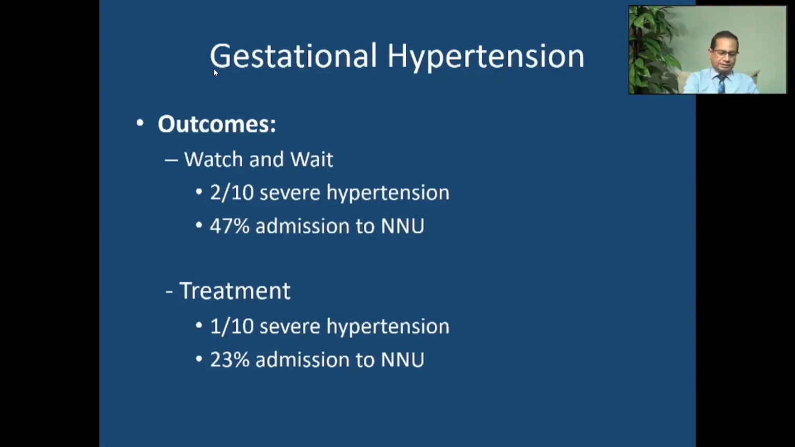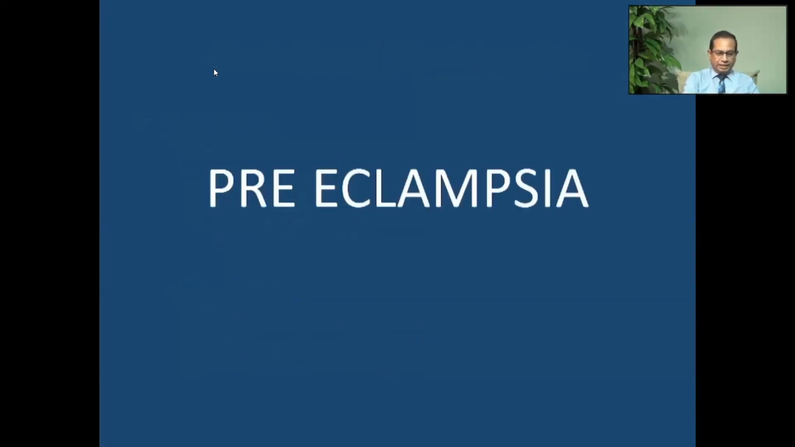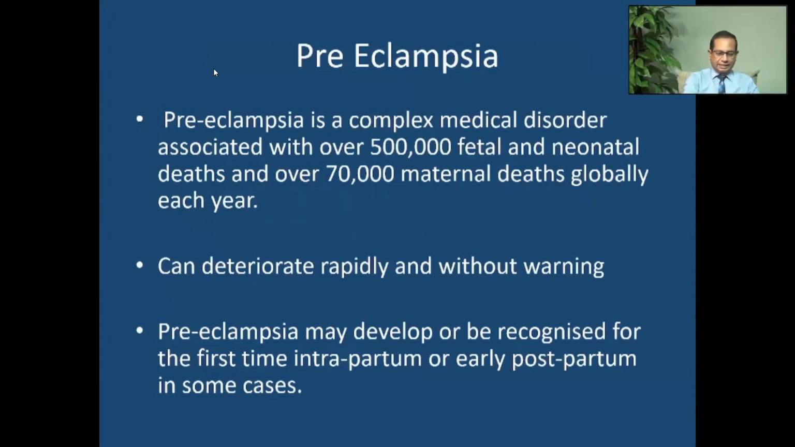In a country like this, we have a lot of lack of facilities. It's better to start treatment if you detect a blood pressure of 140 by 90 in a pregnant mother. Then we'll come to the third aspect of this presentation, which is preeclampsia. I have defined preeclampsia in previous slides. Why it is important is that preeclampsia is a complex medical disorder associated with over 500,000 fetal and neonatal deaths and over 70,000 maternal deaths globally each year.